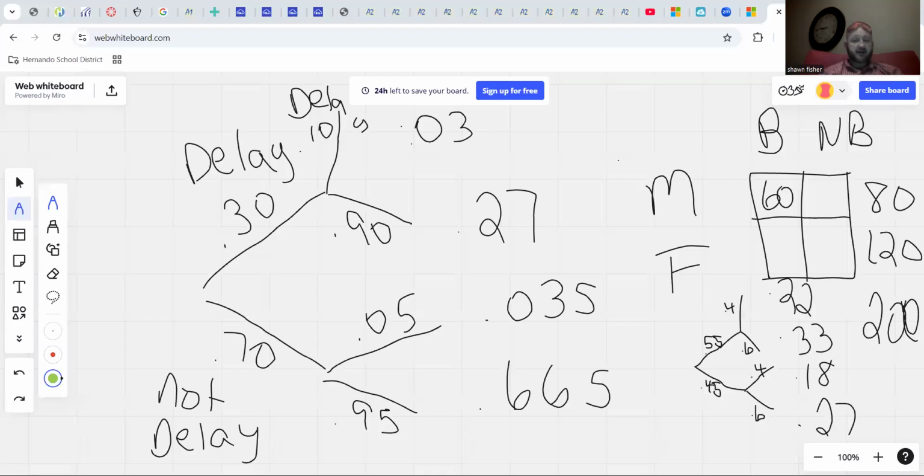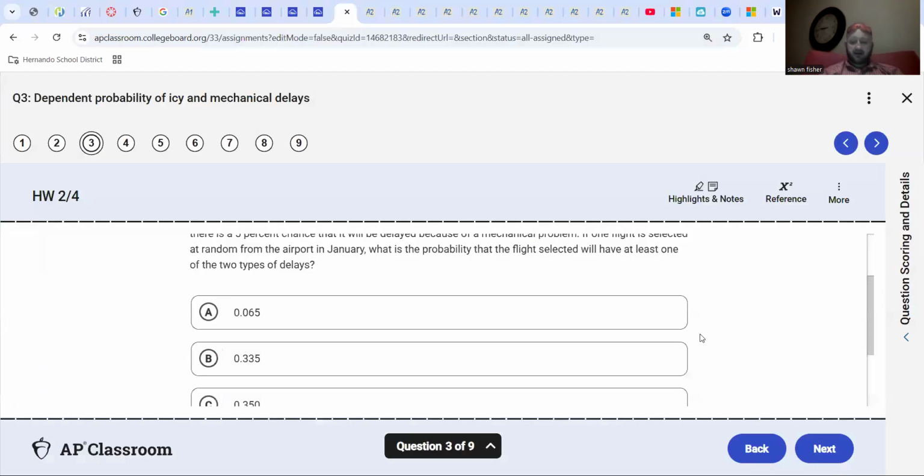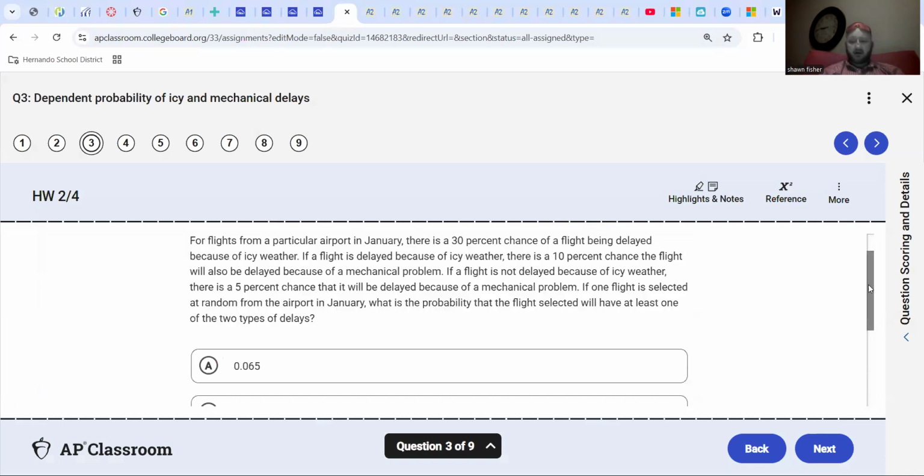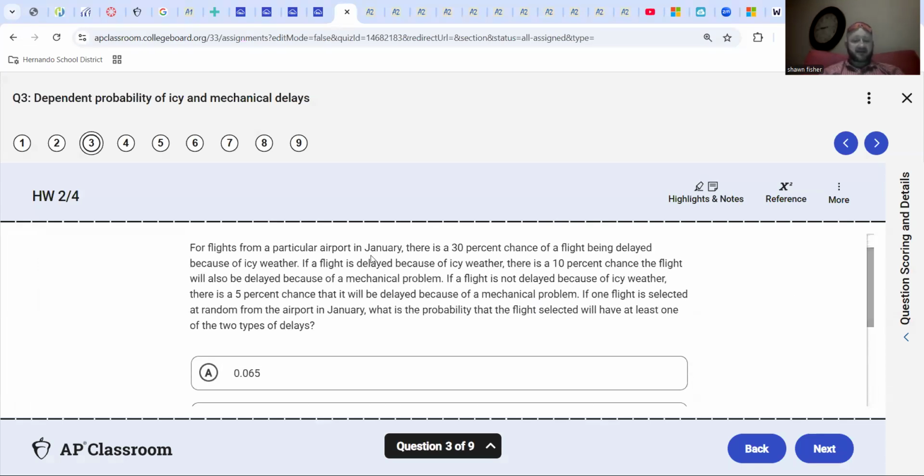This is problem number three. Let's look at it real quick. For flights of a particular airport, there's a 30% chance of a flight being delayed because of icy weather. Whenever that shows up, that lets me know I'm about to do a tree diagram like we talked about in class today. Okay, so 30% is being delayed.